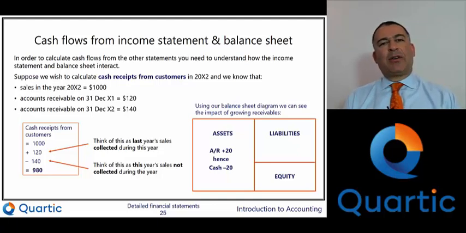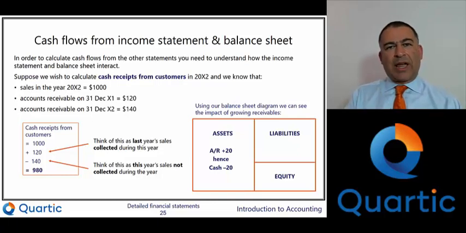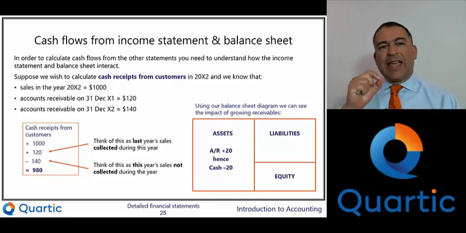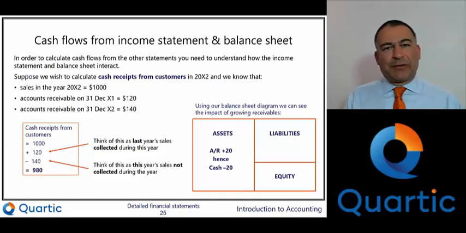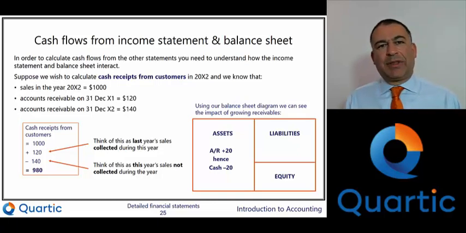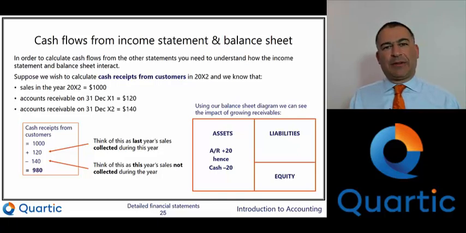Let's now have a look at where we can get those cash flows from. So if we're trying to work out the cash flows, then if I tell you this is cash receipts from customers, that's easy, that's your answer. But let's suppose I don't tell you cash receipts from customers, but you need to try and work it out. Now, there's a way of doing this from the balance sheet and the income statement.